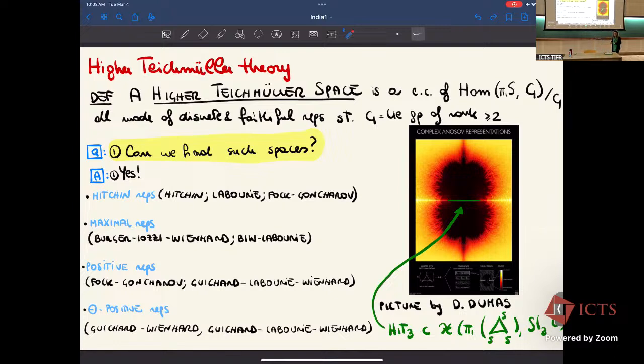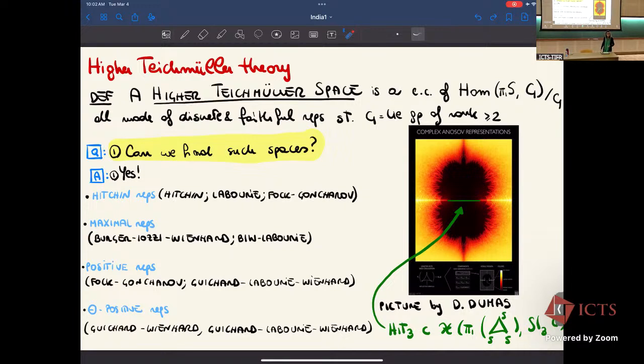Hitchin introduced and studied these representations in a different setting, using Higgs bundle methods, and he proved that this component was a ball. It was the later work of Labourie and Fock and Goncharov, using different methods, that proved that all these representations are discrete and faithful: Labourie using the notion of Anosov representation that we will see today, and Fock and Goncharov using the notion of positivity. And in fact, from their work, you can also see new examples of these representations.